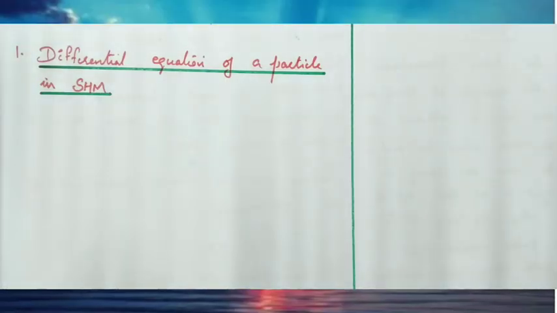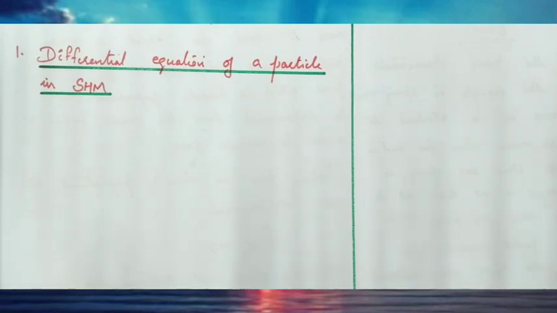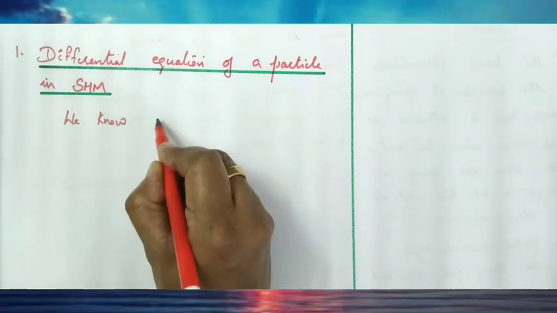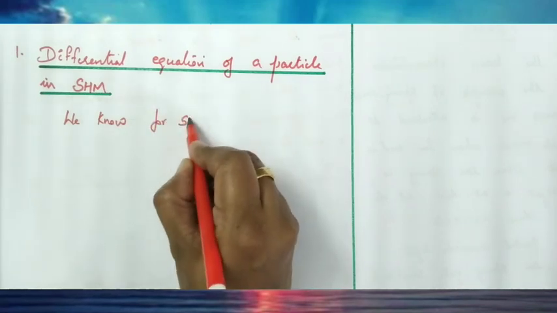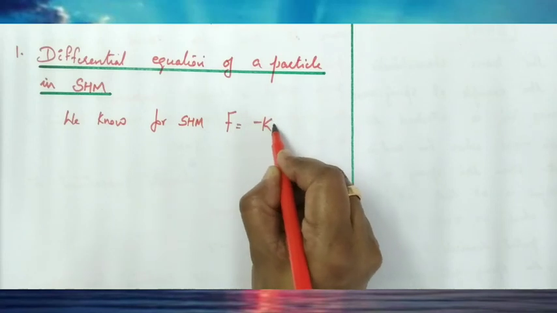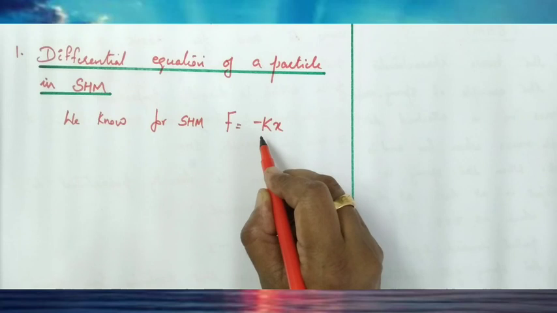Now we can derive different relations of simple harmonic motion. First one, the differential equation of a particle in SHM. We know that for simple harmonic motion, the restoring force F equal to minus kx, where F is called the restoring force, x is called the displacement, and k is the spring constant or force constant.